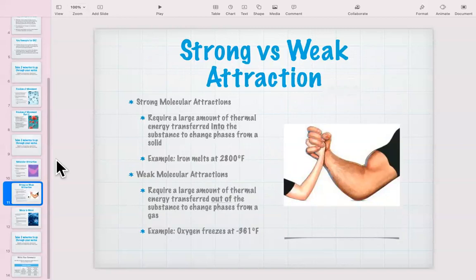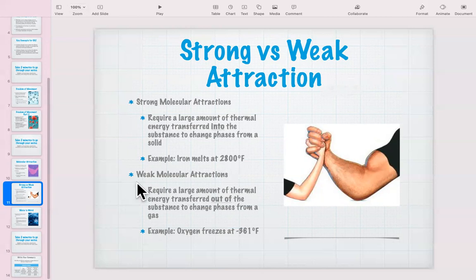So strong molecular attraction requires a large amount of thermal energy transferred into the substance to change phases from a solid. For example, iron. If you want to turn solid iron into a liquid, you need to raise its temperature to 2,800 degrees Fahrenheit. That is a huge amount of thermal energy that you need to transfer into that substance in order to get the molecules moving around each other and increase that freedom of movement, because they are so attracted to one another. Think of them like little magnets. The iron wants to be connected to the other iron so badly that until you raise the temperature up so high, will they start moving around each other and loosen up a little bit.